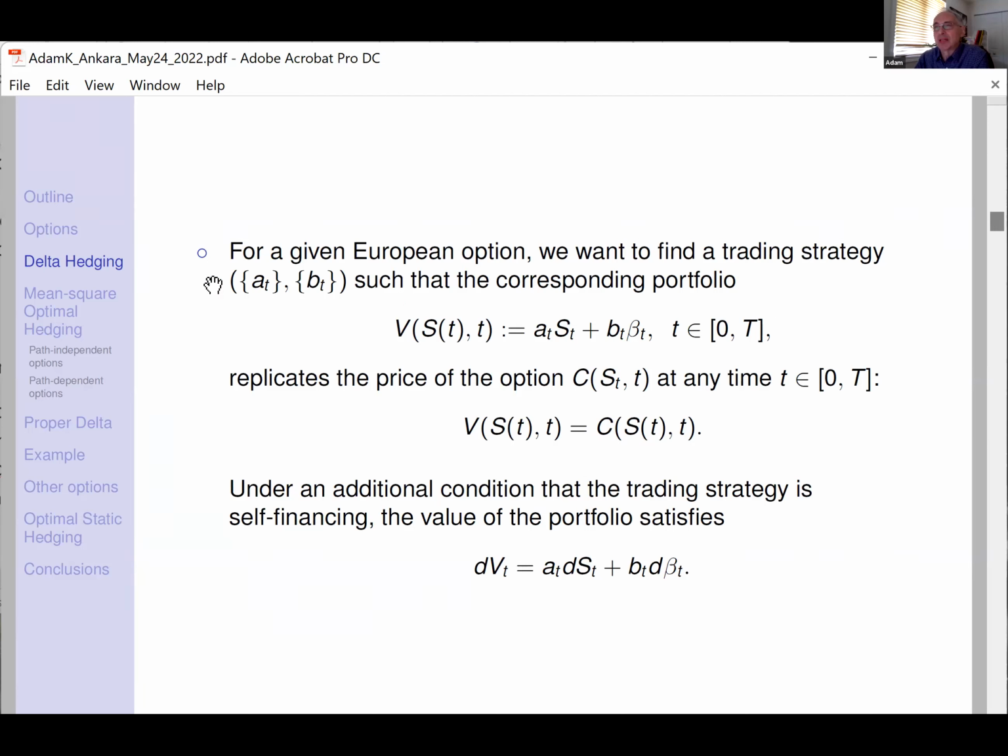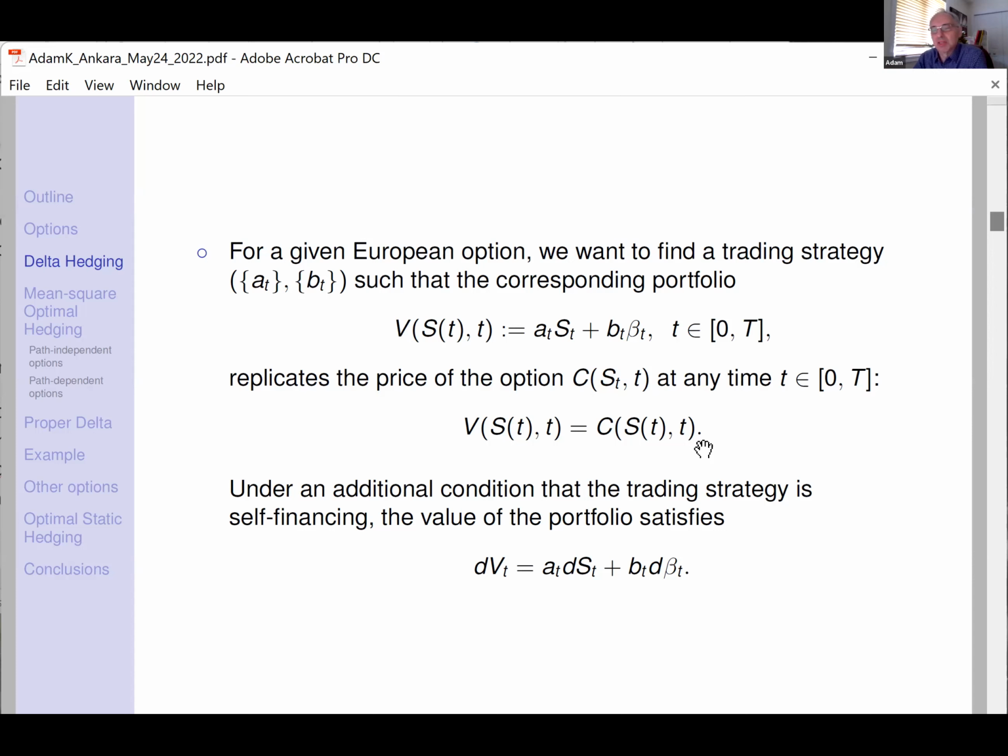So we have to find the trading strategy A and B such that the corresponding portfolio at any time is equal to the price of the option. We still don't know the price, but what we are doing here, we are postulating that the price of the option is a function of the current spot price and time, which actually corresponds to the length of the remaining time period until maturity, because maturity capital T is fixed.